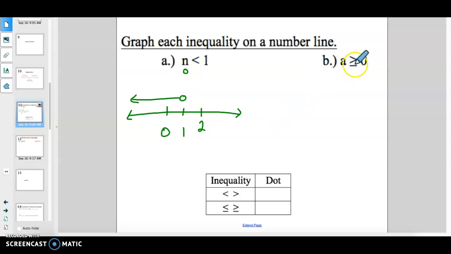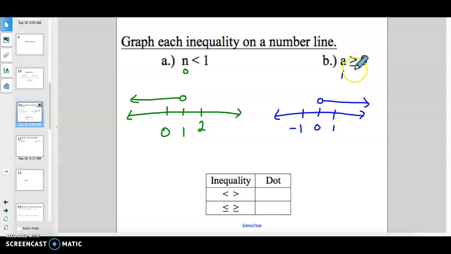Another example, it says a is greater than or equal to 0. So I'm going to do my number line. It's given me 0, so I'm going to put that in the middle. A number smaller than 0 is negative 1. A number bigger than 0 is 1. This time I want to know which of these numbers, if I plug it in, makes this true. If I plug in a 1, 1 is greater than 0. So 1 makes this true, so I want to graph towards the 1. I'm going to start at 0 and then graph towards the 1.